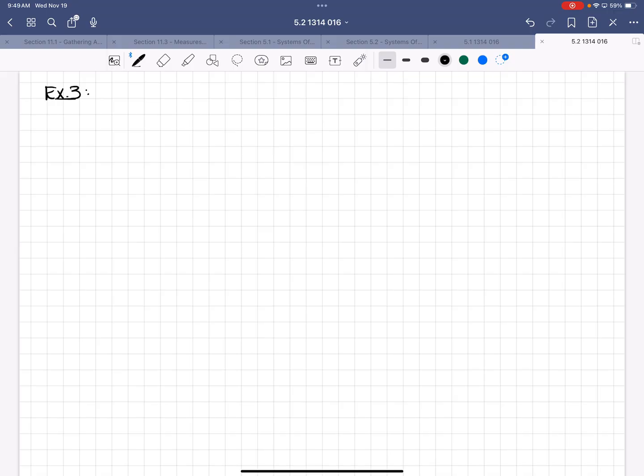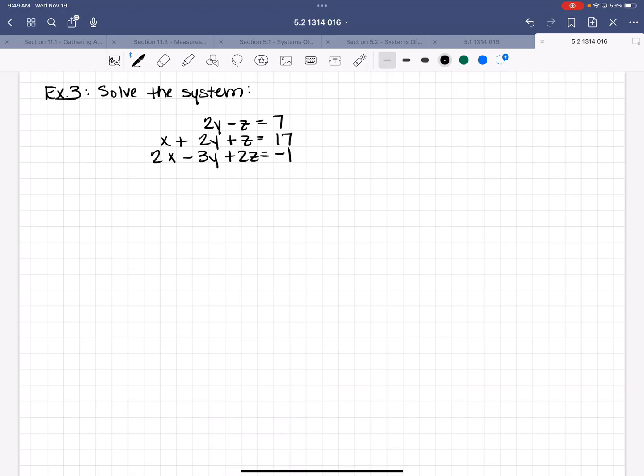But anyway, solve the system. We have 2y minus z equals 7. We have x plus 2y plus z equals 17. And we have 2x minus 3y plus 2z equals negative 1.